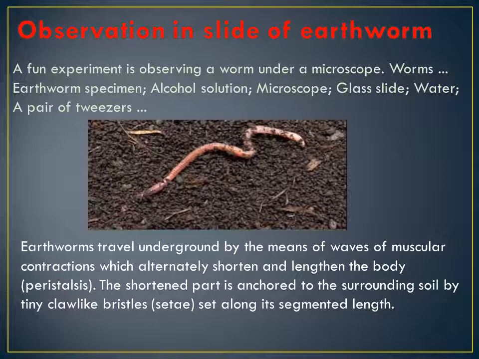It is a worm. A fun experiment is observing a worm under the microscope. Earthworm specimen or alcohol solution, it will be there. How do we see it in the microscope? On a glass slide. Water and a pair of tweezers are there.